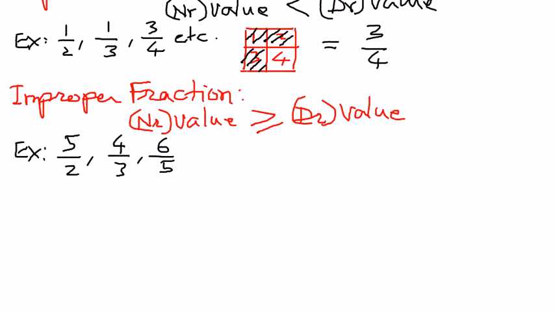6/5. 6 is in the numerator, 5 is in the denominator, 6 is larger than 5, therefore it is an improper fraction, and so on. We will see a lot of these as we see some more examples. I want to explain this with a figure.